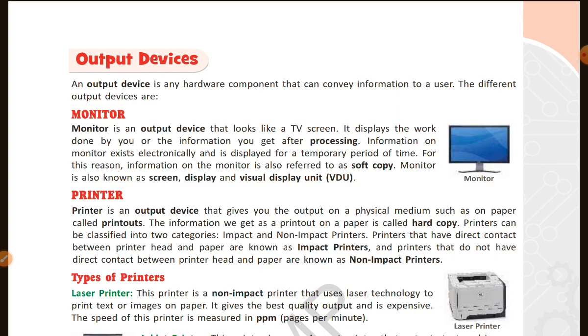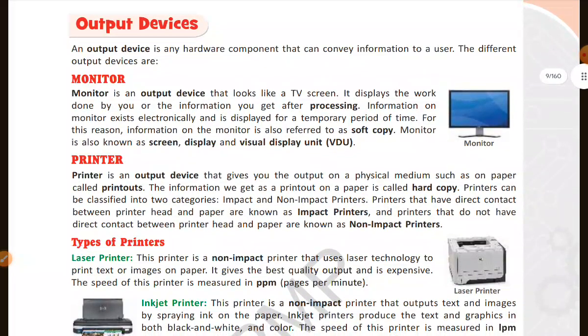Our next output device is printer. Printer is an output device that gives you the output on a physical medium such as on a paper called printout. Printer is an output device that gives us physical output, on paper. Information we get as a printout on a paper is called hard copy. Here we get the hard copy of the output.